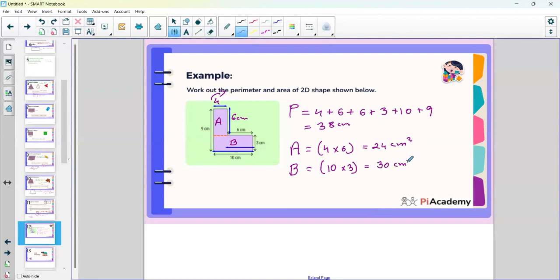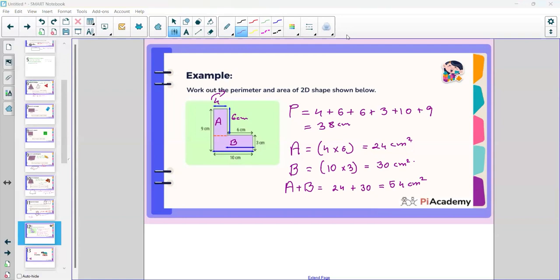So what will be the total area of the compound shape? It would be A plus B, which is 24 plus 30, giving you 54 centimeters square. So the total area of the compound shape, or the 2D shape given, is 54 centimeters square. And the perimeter is 38 centimeters.